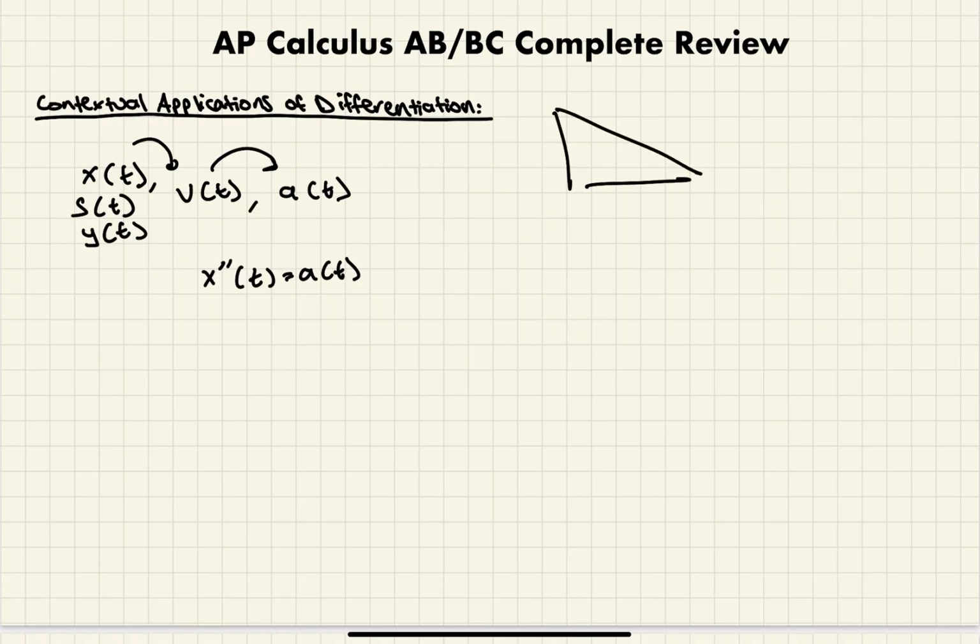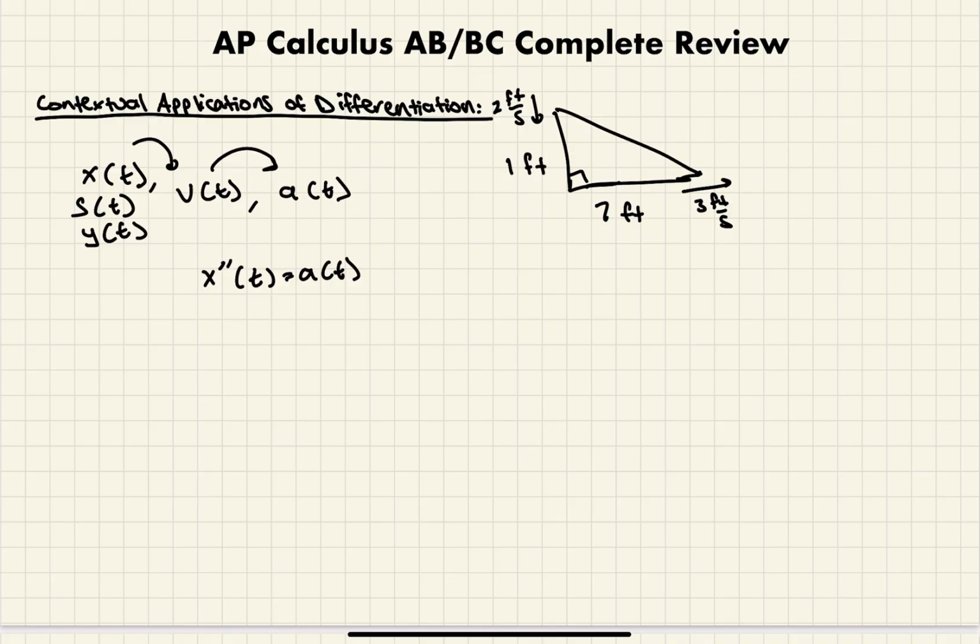So, a very simple example. You've got a right triangle. The horizontal leg of a right triangle is increasing at a rate of 3 feet per second. Vertical is decreasing at 2 feet per second. At the instant when the horizontal leg is 7 feet and the vertical leg is 1 foot, what is the rate at which the length of the hypotenuse is changing? Is it increasing or decreasing?